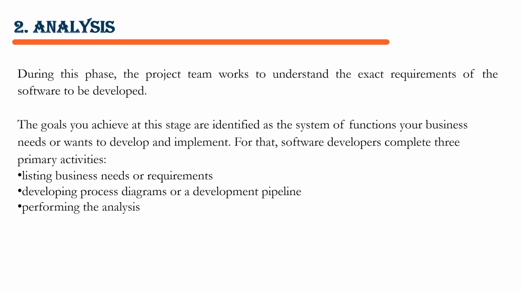Then the second one is analysis. During this phase, the project team works to understand the exact requirements of the software to be developed. The goals you achieve at this stage are identifying the system functions your business needs or wants to develop and implement. For that, software developers can complete three primary activities: listing business needs or requirements, developing process diagrams or a development pipeline, and performing the analysis.